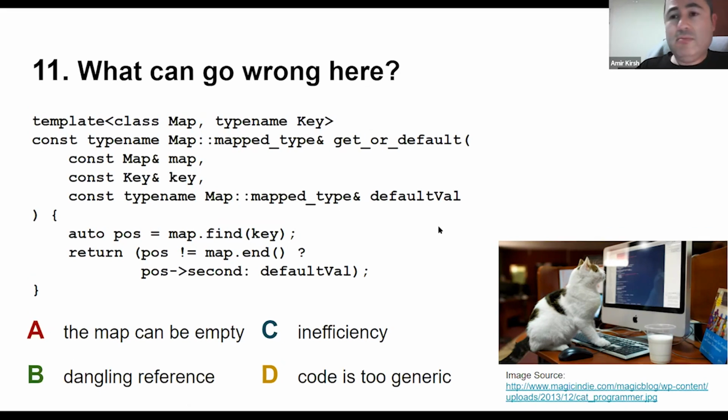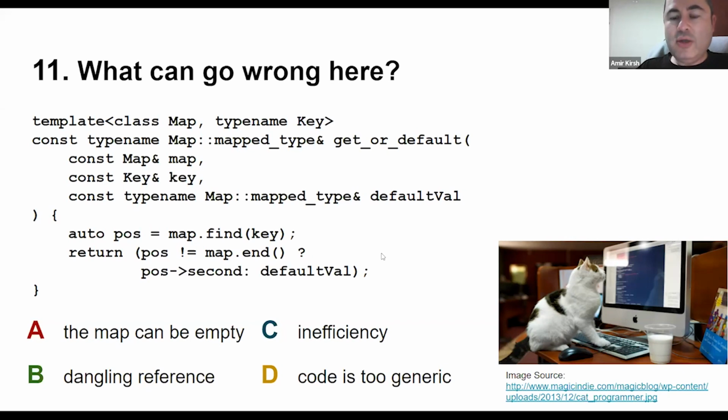Because, you know, it seems okay, I think, or maybe there is inefficiency or some dangling reference, or maybe we have a problem if the map is empty, or maybe the code is too generic. So let's give you 5 more seconds. And let's review the results.